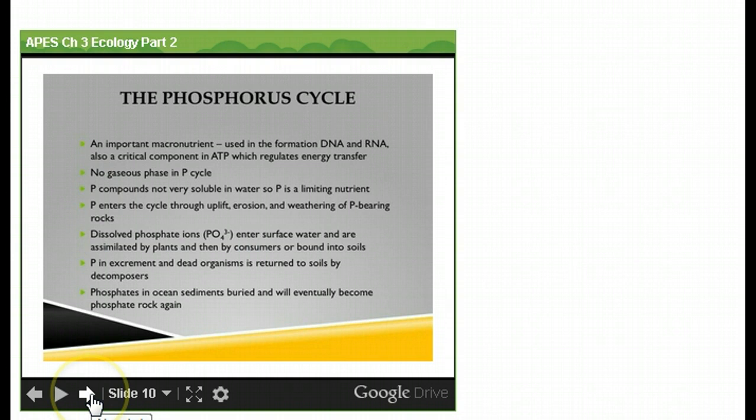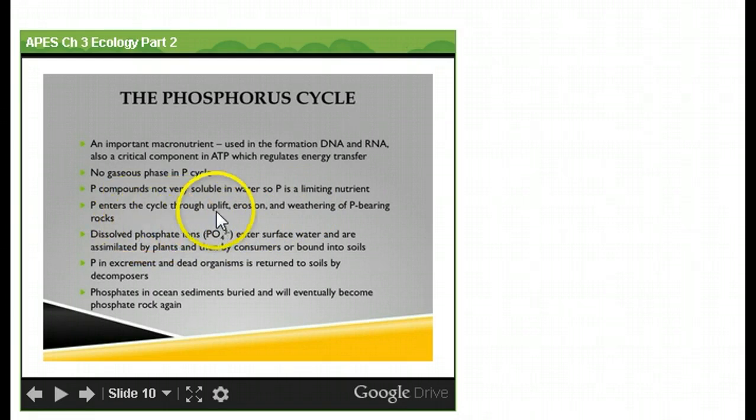So here's the phosphorus cycle again. There's no gas phase of phosphorus in any part of the cycle. Remember, we had nitrogen being gas, water being gas, but there's no gas parts for phosphorus. It always stays as a solid in whatever chemical form it's in. It's not soluble in water, so phosphorus is another limiting nutrient like nitrogen. If you don't have enough of it, you cannot grow plants or animals.